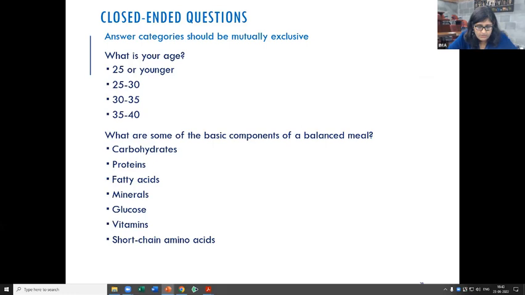Okay, what is your age? What if I'm 40 years or maybe I'm 35 years old? What do I choose? Number 3 or number 4? I don't know. Your categories should always be mutually exclusive. So 30 to 34, 35 to 39, and not 35 to 40. Similarly, what are some of the basic components of a balanced meal? You have carbohydrates, proteins, fatty acids, minerals, glucose. Glucose is also a form of carbohydrate. Short chain amino acids is also a protein. So these categories are not mutually exclusive.